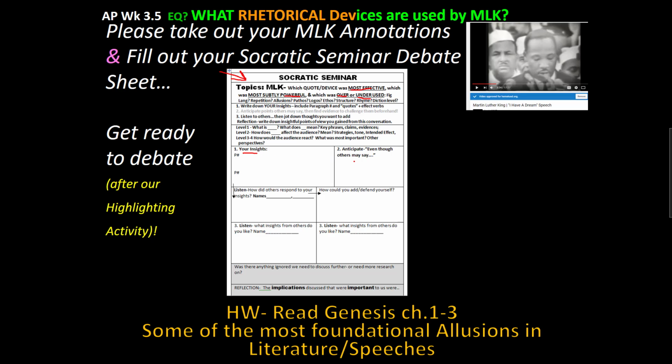So they all give their insights, anticipate what other people may say, listen, listen, and listen, and then of course, how would you defend yourself, or how would you add to what other people are saying? And then, of course, a reflection. So this is a Socratic seminar. We had a good time doing this. I think we're going to continue this on week 4 because we weren't quite finished yet.